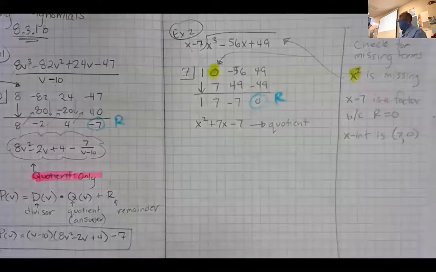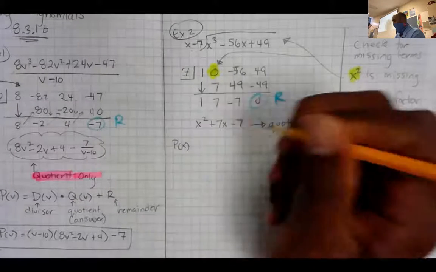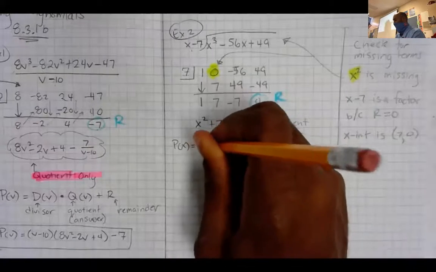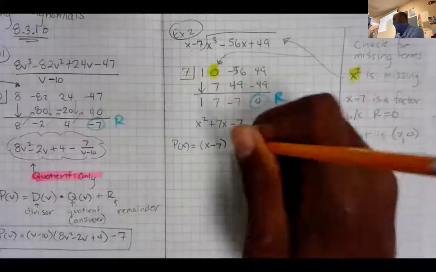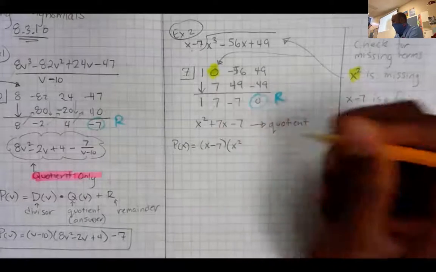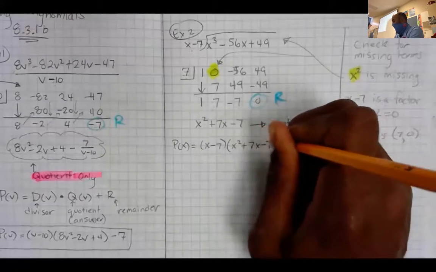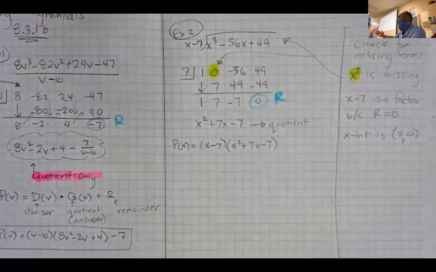Okay, now let's put it in that kind of p of x form. All right, so now p of x equals, first the divisor, x minus 7, then the quotient, x squared plus 7x minus 7, and then lastly, we add the remainder, which there is none, so that's it, because the remainder is 0.